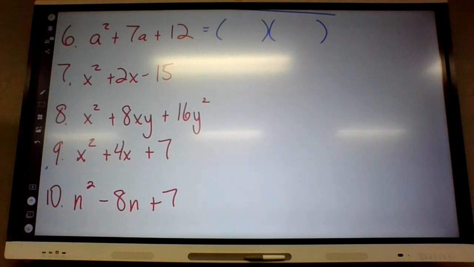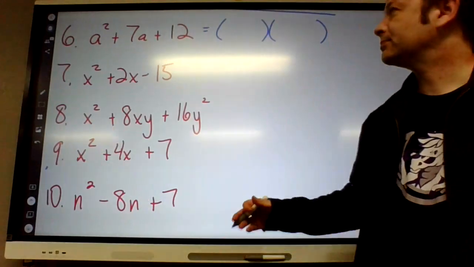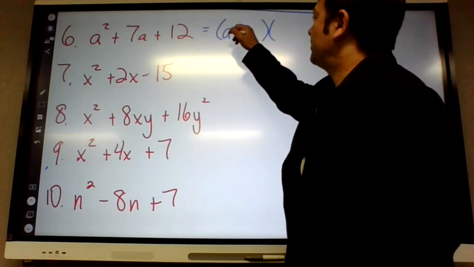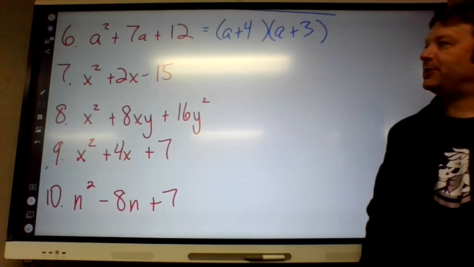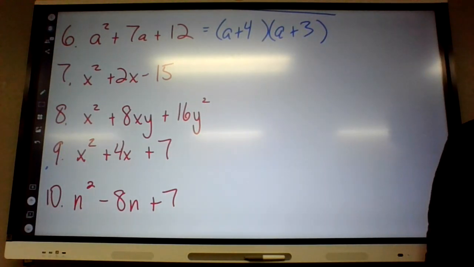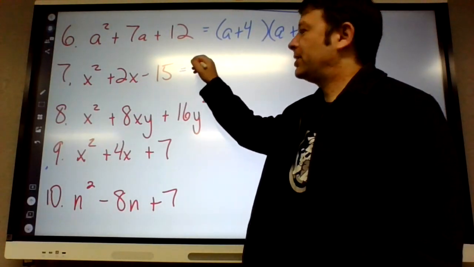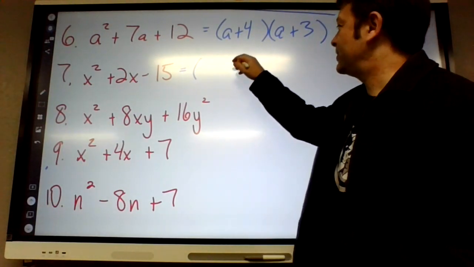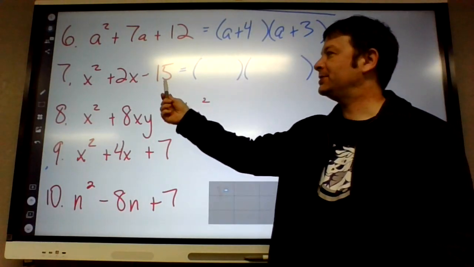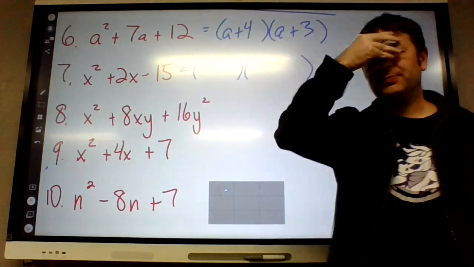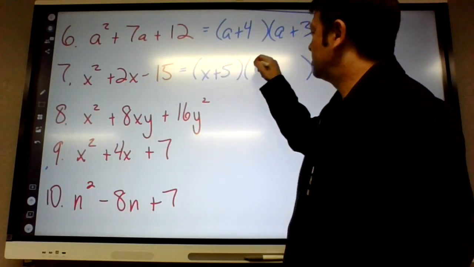Josiah, did you figure out 6? Yeah. What'd you get? Right. The question was what multiplies into 12 that also adds up to 7. So yeah, that's right. Okay, Moses, 7. What multiplies into negative 15 that would add up to 2? 5 and negative 3. Good job.